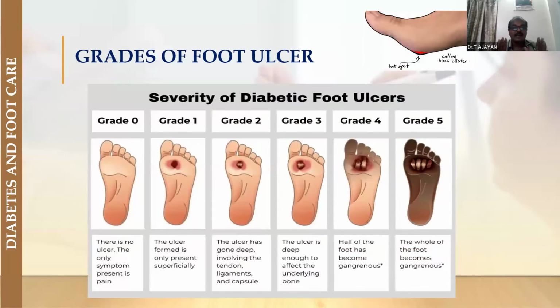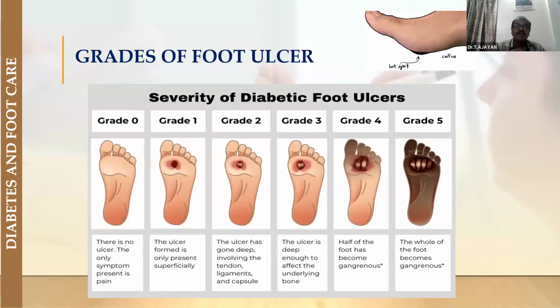Then, the grades in clinical practice: always remember there are five grades. Grade 0 has no ulcer, only symptoms are present. Grade 1, an ulcer is formed, present only superficially, involving the dermis and not the subcutaneous level. But grade 2, the ulcer has gone deep into ligaments and capsule.